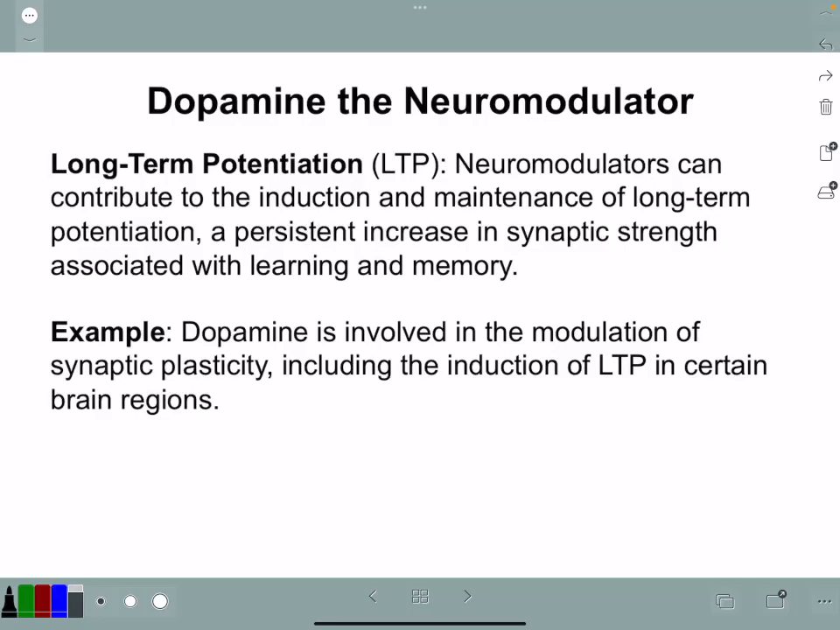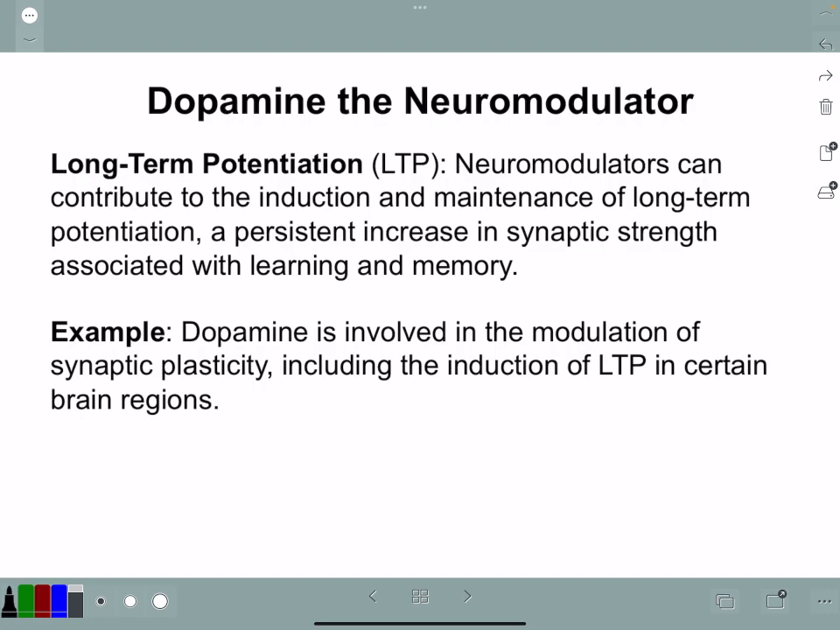Okay, now let's talk about a neuromodulatory effect called long-term potentiation, LTP. So, neuromodulators, such as dopamine, in this example, can contribute to the induction and maintenance of long-term potentiation, a persistent increase in synaptic strength associated with learning and memory.